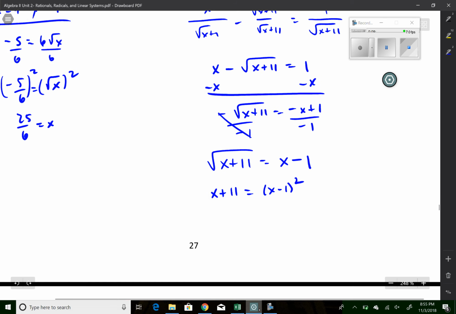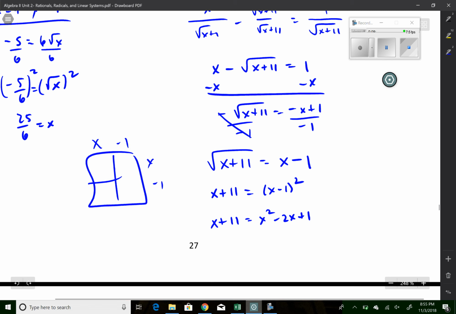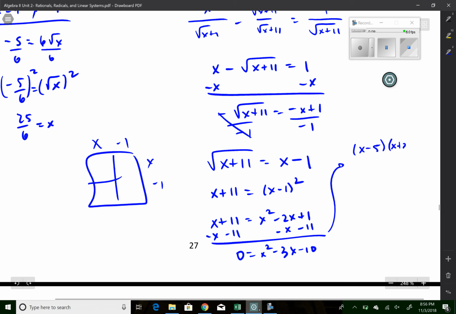Well, x minus 1 squared, we could do my boxes and see that it comes out to be that. So again, you're just making your box, right? X minus 1, x minus 1. We've done this a billion times. Move the x, move the 11, so that we have 0 is equal to x squared minus 3x minus 10, and then look how nice that is. That becomes factorable to x minus 5 and x plus 2 equals 0. So then we have answers of x equals 5 and x equals -2.